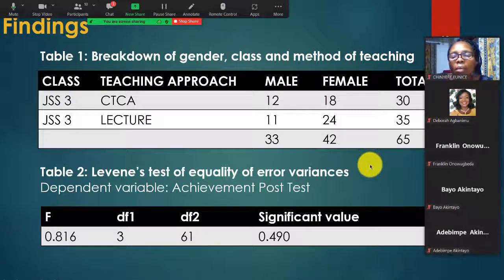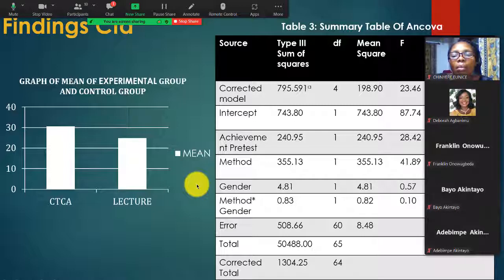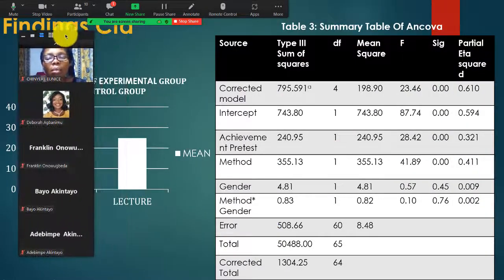So what did we find? We used 9th grade, that's junior secondary class 3 students. 12 male, 18 in the CTCA group, and the lecture group, that's the control, 11 and 24. Then we found that at the end of the treatment, in our post-test, CTCA performed better. If you look at the analysis of covariance, we did that because we couldn't randomly assign students into experimental and control groups.